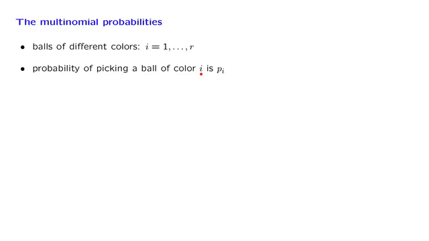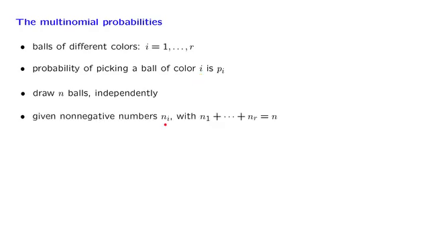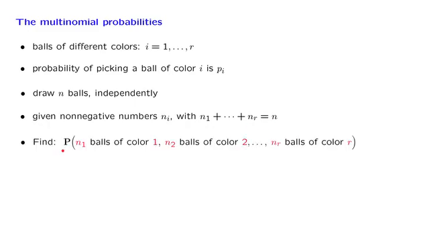Now we repeat this process n times independently. Each time we get a ball that has a random color. And we're interested in the following kind of question. Somebody fixes for us certain numbers, n1 and n2 up to nr, that add up to n, and asks us what is the probability that when you carry out the experiment you get exactly n1 balls of the first color, exactly n2 balls of the second color, and so on. So the numbers n1 and n2 up to nr are fixed given numbers. For a particular choice of those numbers, we want to calculate this probability.